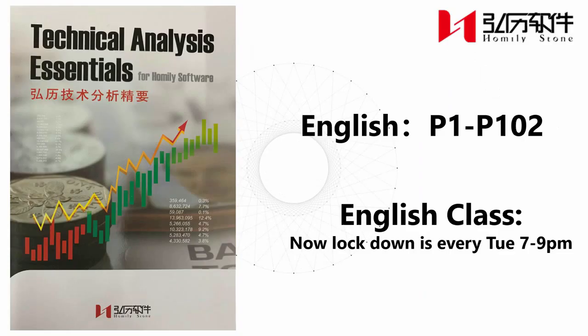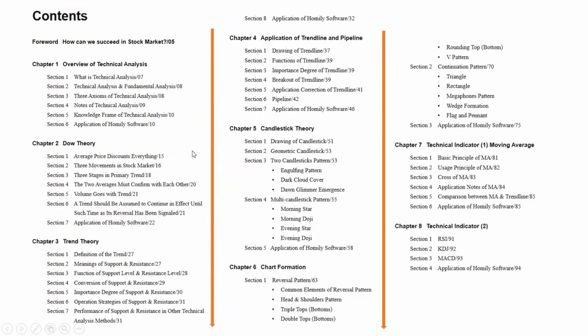And this one is technical analysis. Technical analysis is usually every Tuesday 7 to 9 p.m.; we refer to the course schedule. The first part is English, and the main content is here: the overview of technical analysis, Dow theory, trend theory, application of trend lines and pipelines, candlesticks, chart patterns, and technical indicators. All of this we will learn in technical analysis.